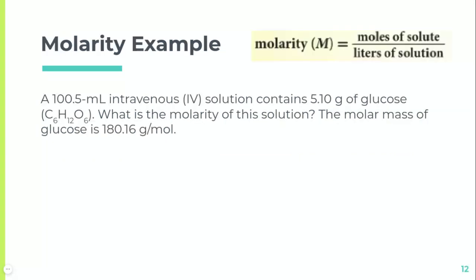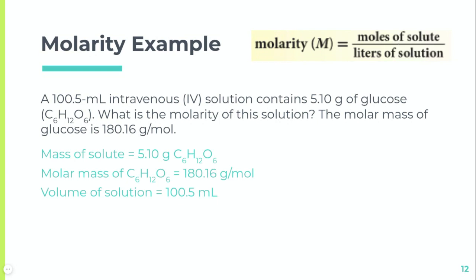Our second way, and the most common way of talking about the concentration of a solution, is by talking about its molarity. We're getting ready to start acids and bases, so molarity is definitely going to come into effect there. As a reminder, here's our equation up here. We're going to take our moles of solute divided by liters of solution. Those are what we're looking for when we're reading our problem. So we have a 100.5 milliliter intravenous, or IV, solution that contains 5.10 grams of glucose. What is the molarity of this solution? And it gives you the molar mass of glucose.